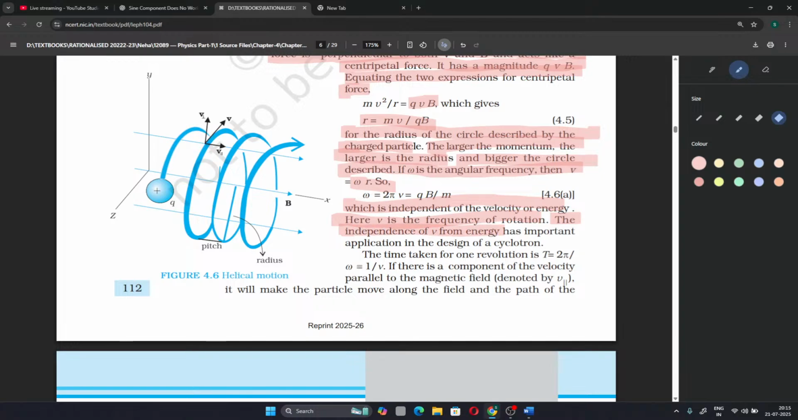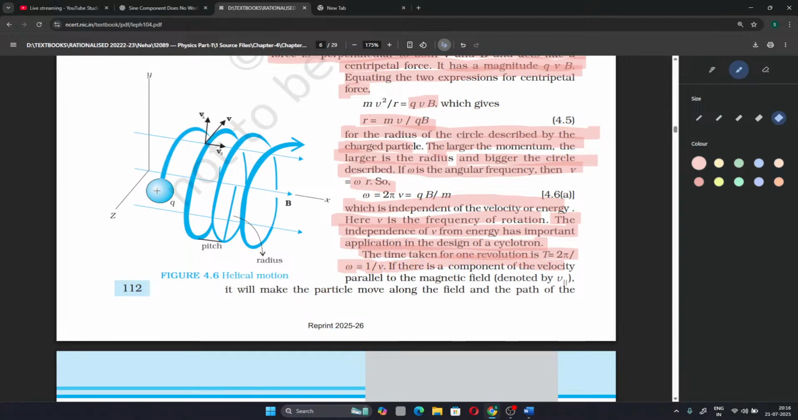The independence of nu from energy has important application in the design of a cyclotron. This angular frequency is independent of the energy of the particle. So this is an important principle in the design of a cyclotron, which you'll see later in this chapter. The time taken for one revolution is T equals 2 pi by omega, which equals 1 by nu.